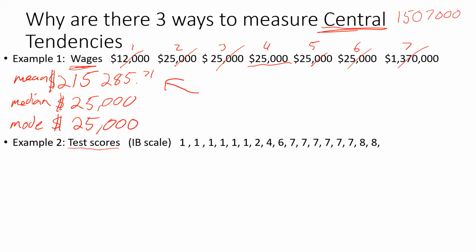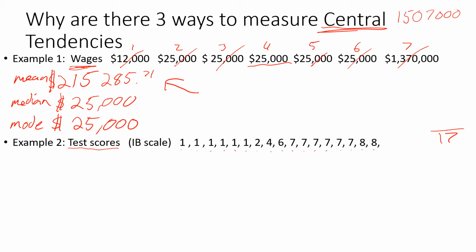So here we have another sample, and it says test scores. So we have 1, 2, 3, 4, 5, 6, 7, 8, 9, 10, 11, 12, 13, 14, 15, 16, 17 students. Okay, so we have 17 students, and we had a bunch of people get 1s, one person get a 2, a 4, a 6, a bunch of people get 7s, and then a couple of 8s.